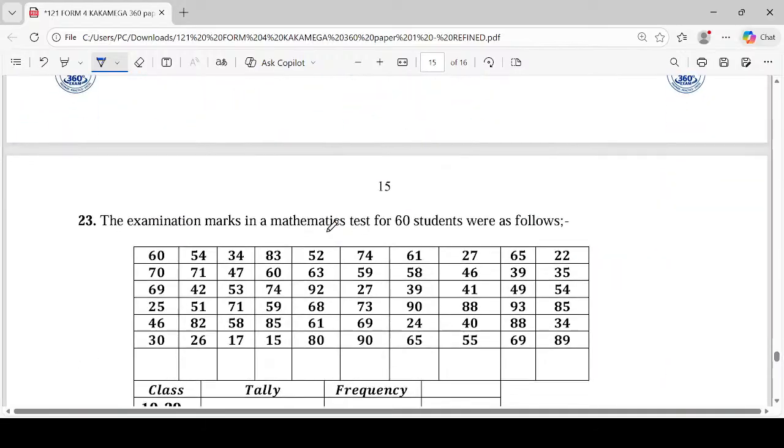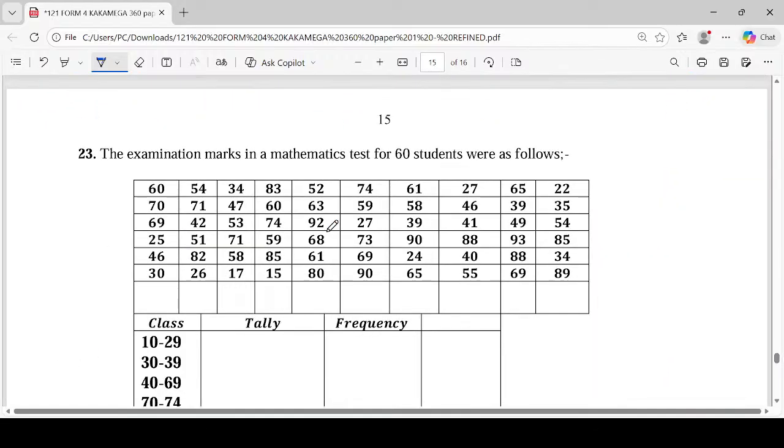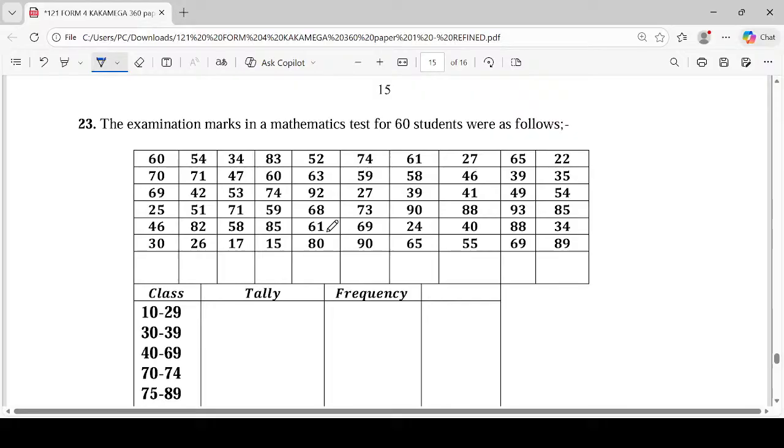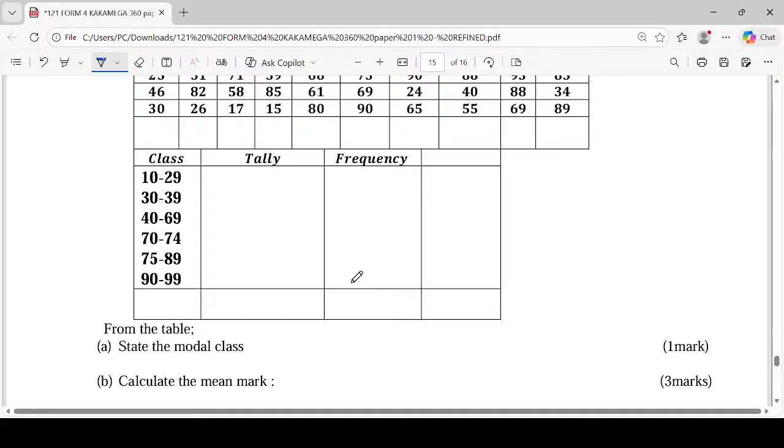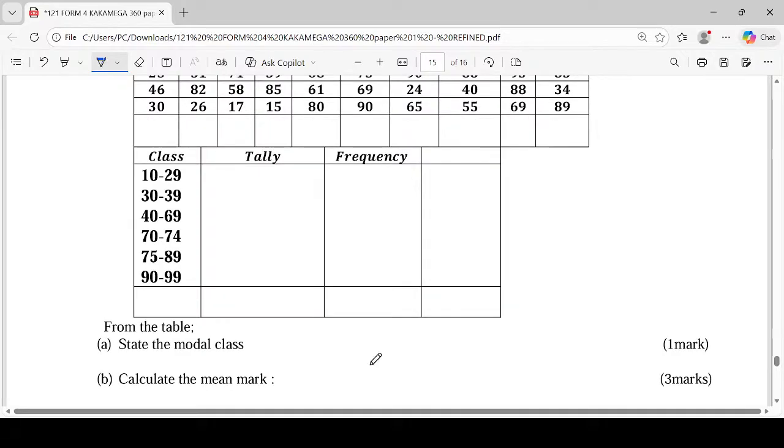Let's proceed to question number 23, which is our second last question of discussion. The examination marks in a mathematics test for 60 students were as follows. You can see the marks. Then you've been given a table to complete the class, the tally, and the frequencies. So first of all, let's fill this table.